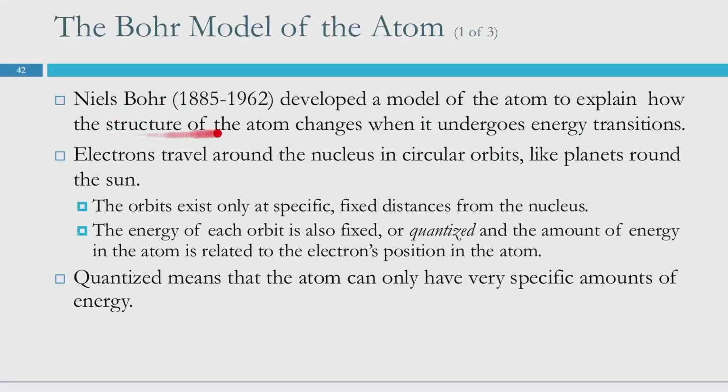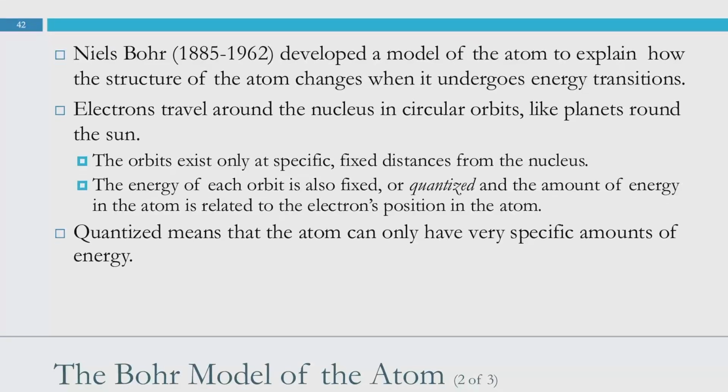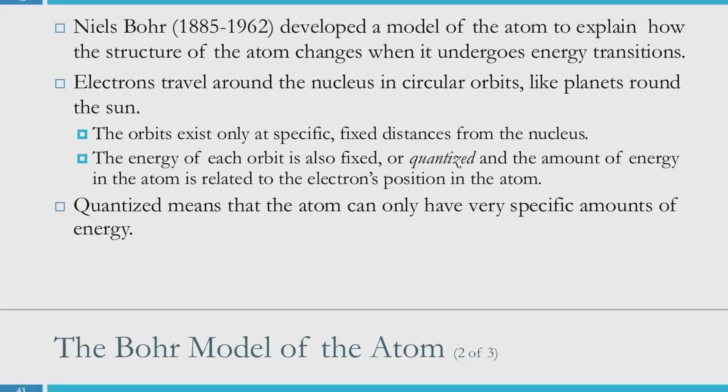helps explain how the structure of the atom changes. What's happening inside of the atom that causes these changes? How is it adapting? How is it changing when it adds energy, when it releases energy? So in the Bohr model, we still have our nucleus, but the electrons travel around in orbits, sort of like planets in our solar system.